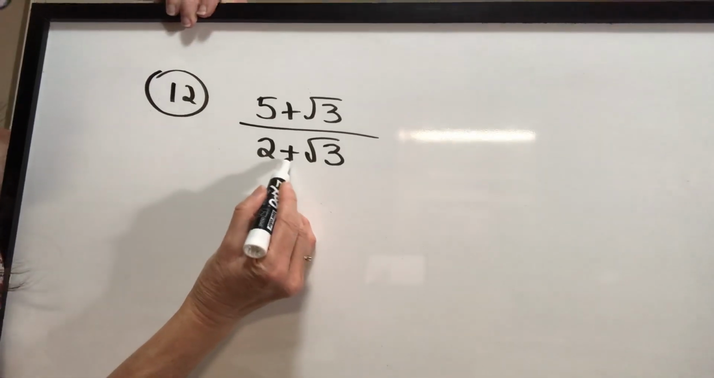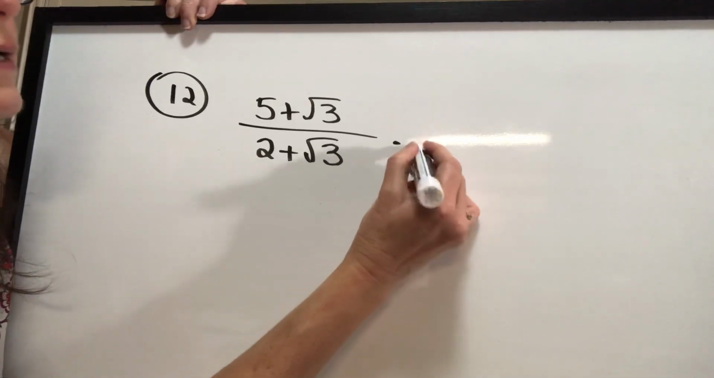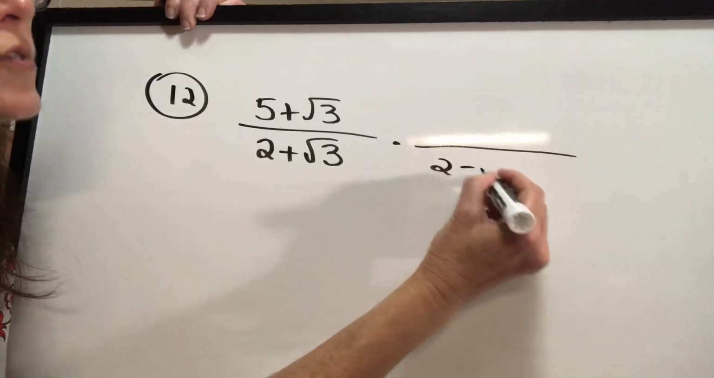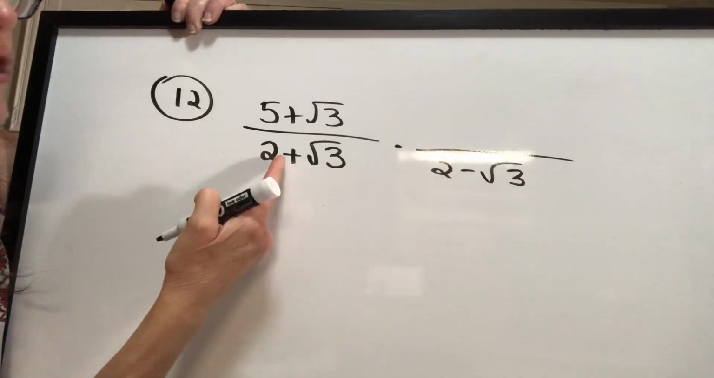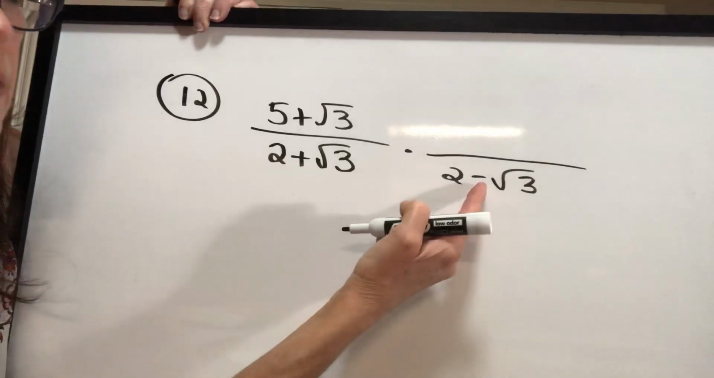So rather than 2 plus square root 3, it will be 2 minus square root 3. The only thing I changed was the sign in between the 2 radicals.